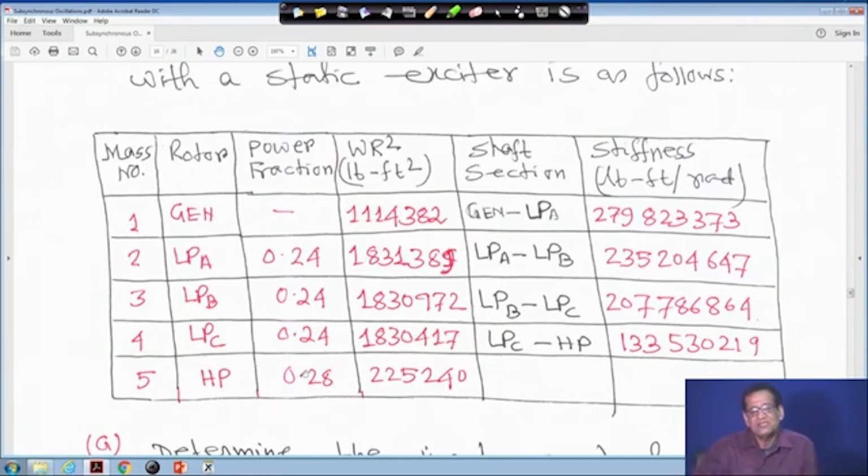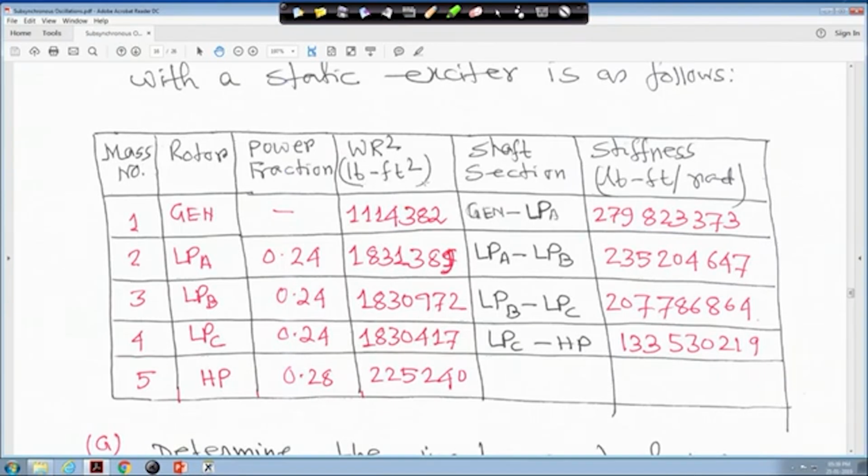If you add all, it will be 1, because we are representing it as a fraction, that is per unit. And this is your moment of inertia in pound feet square. It is a huge figure, it is given. For example, this is 11 lakh 14,382 like this. So, these are huge data. That is pound feet square is given, and these are the shaft sections.